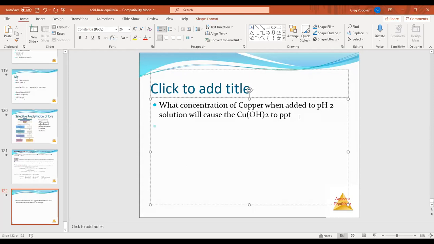Remember, I need to reach my Ksp in order to precipitate out a solution. So my Ksp for copper hydroxide is 6.3e to the minus 31. Very, very small number. My pH is equal to 2. This means my pOH is equal to 14 minus 2, or 12.